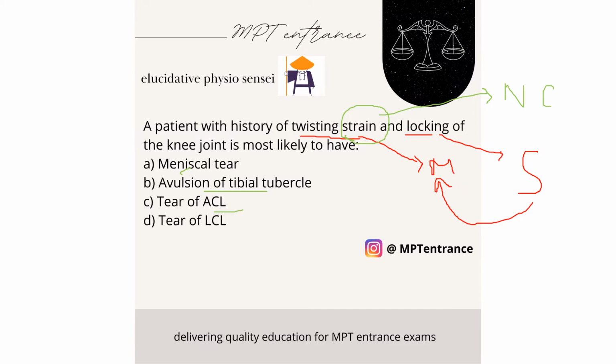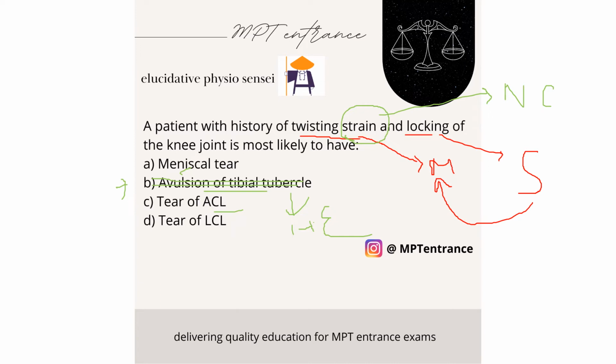First, let's see option B, avulsion of the tibial tubercle. Any avulsion of a bony prominence requires a high energy trauma, not any twisting or pivoting movement. So we are going to rule out this option, because it always accompanies a high amount of force to displace or fracture any bone of the body.